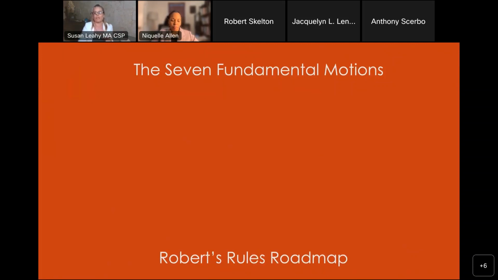So what I'm going to do is I'm going to introduce you to the 7 fundamental motions. Now, when you hear that, you're going to hear the 7 fundamental what? Questions, right? These are the 7 fundamental business questions that we can ask in order to help handle our business. So each of these orange blocks represents a motion. And we always start in the same place, the main motion.